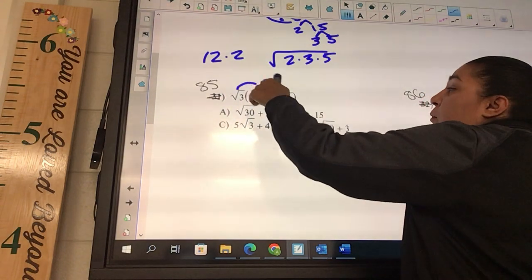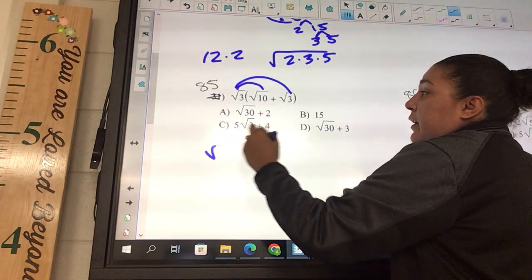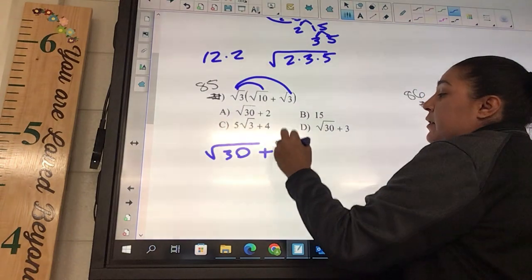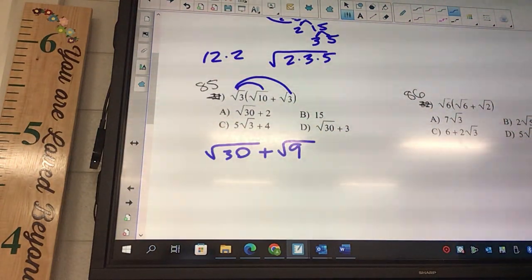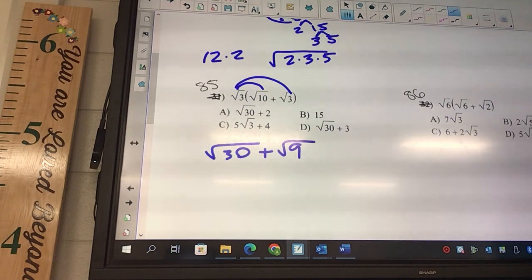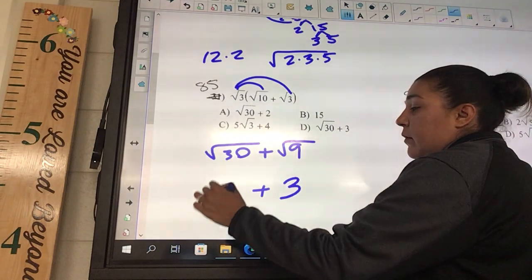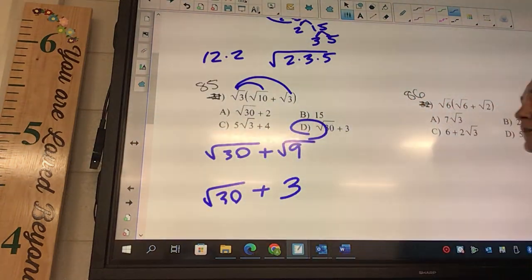Same thing. We're multiplying the outsides, multiplying the inside. So this is going to give me a square root of 30 plus a square root of 9. Now work with what you can. What is the square root of 9? It's just 3. So it's going to be D.